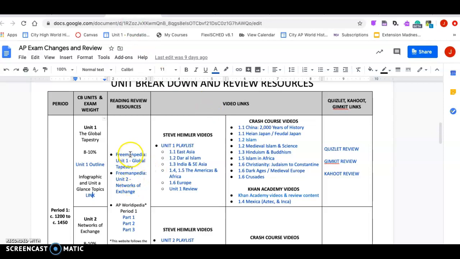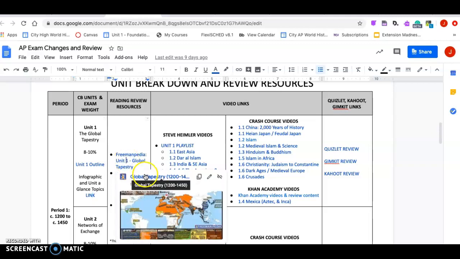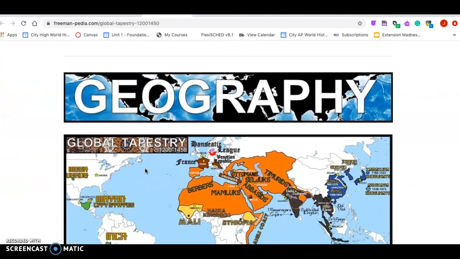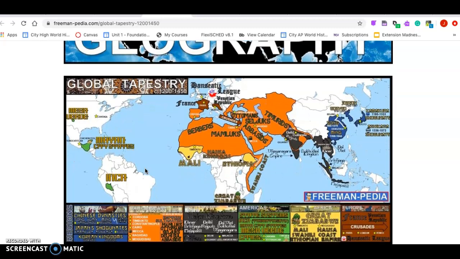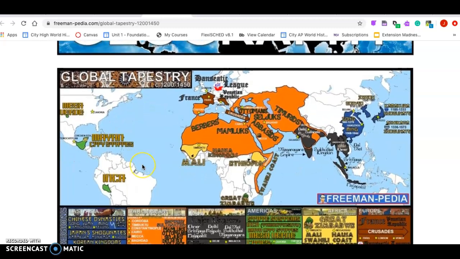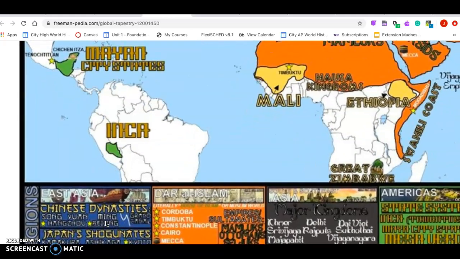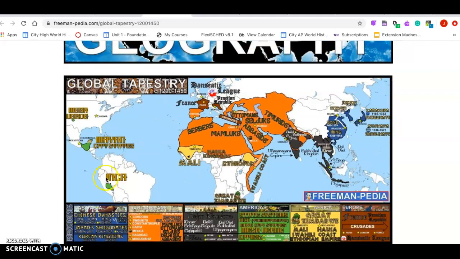In the middle, you will see reading resources, Freemanpedia and AP Worldopedia. I prefer Freemanpedia. Go ahead and click on that link. I know lots of you enjoy a good visual to help with your understanding. This one is talking about the global tapestry. If you zoom in a little bit, it's easier to read. For example, what was going on during the year 1200 to 1450 across the world. If you zoom in, you can see your Chinese dynasties. Oh, that's another thing. Review your Chinese dynasty song.